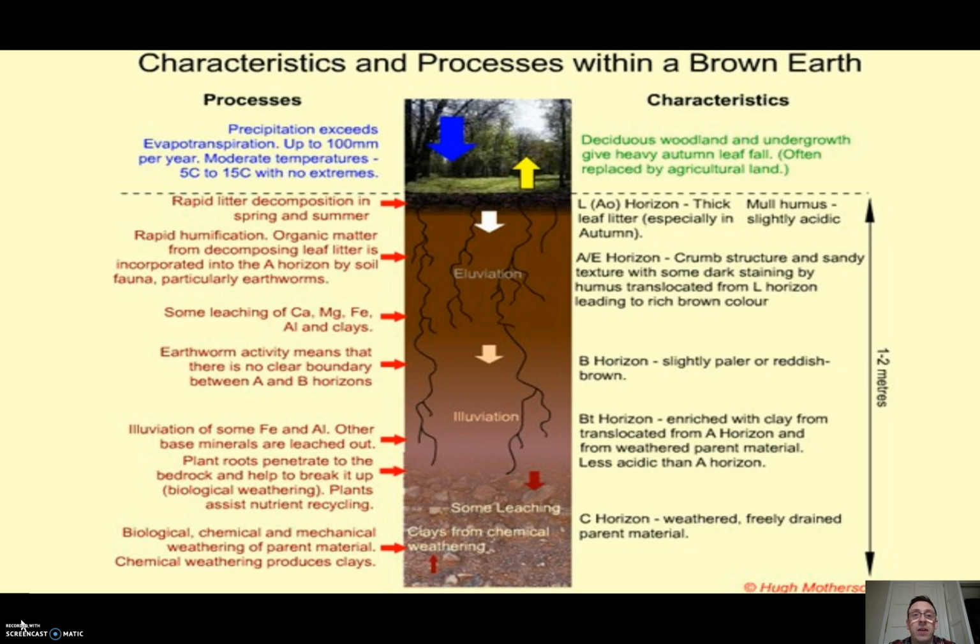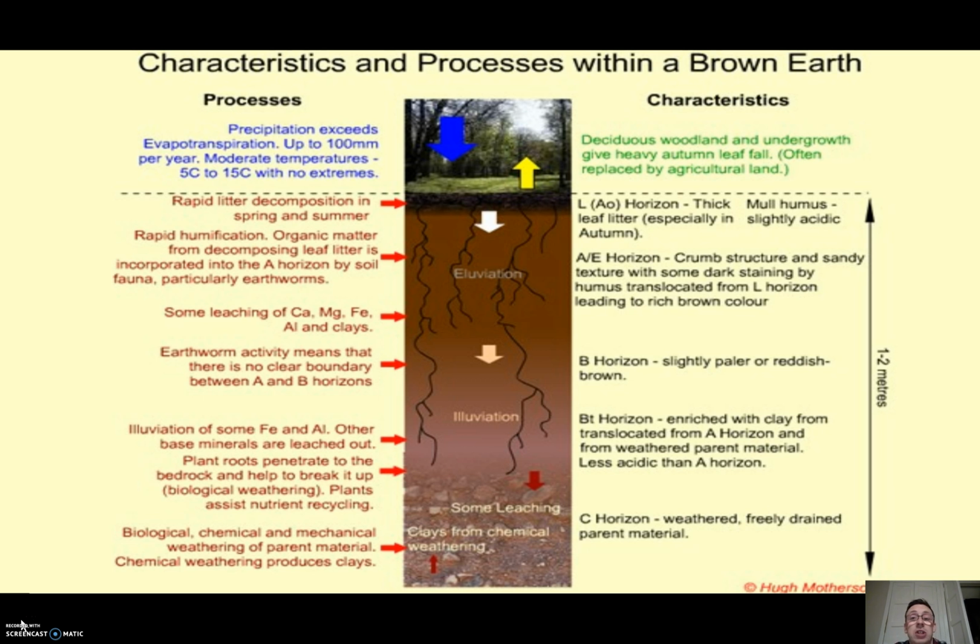So first, where do we find brown earth soils? Now, we find these largely in areas where we've got precipitation in excess of evapotranspiration. So again, we've got a fair amount of precipitation going on here. We've got fairly moderate temperatures. It's not particularly extreme. It's not particularly swingy in terms of where the temperatures are. But the big difference that we have is the vegetation cover that we've got. We're talking about deciduous woodland primarily, and this is very, very important because it means that we are going to get very, very rich leaf fall every autumn.